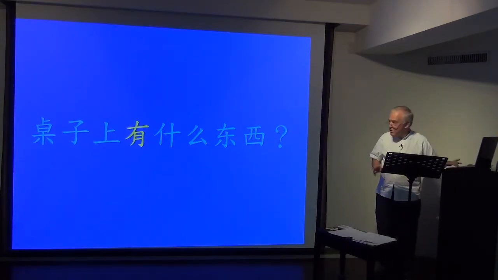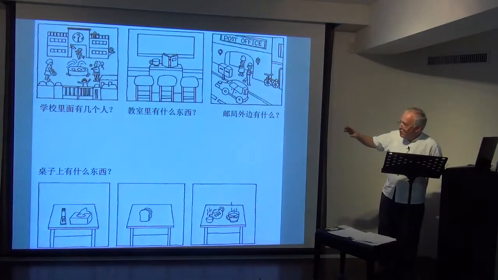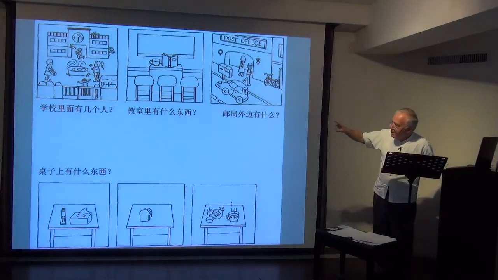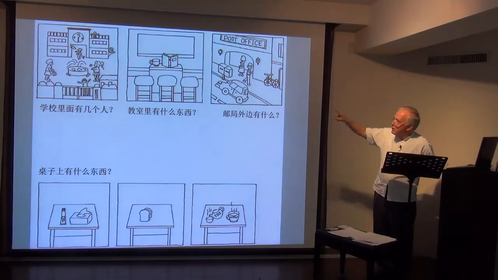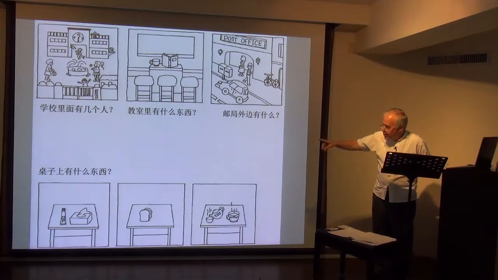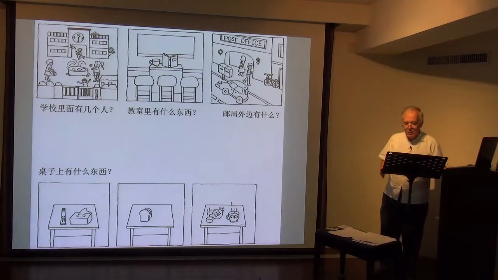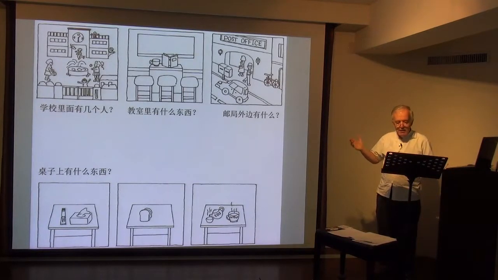Now, how to practice? Again, pictures. 学校里有几个人？学校里有1、2、3、4、5个人。教室里有什么东西？教室里有杯子、有书、有椅子啊。邮局外边有什么？邮局外边有人、自行车、汽车啊。And then 桌子上有什么东西？有这些东西 etc etc. There is, there are something at a place word.